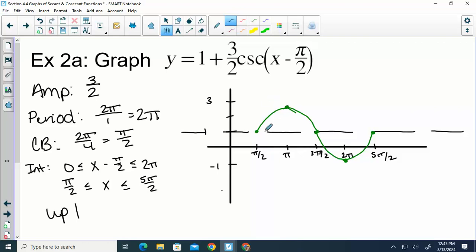Okay. So anywhere this is 0, we get a vertical asymptote. The 0 in this case is our center line. So we have vertical asymptotes here, here, and here. High and low points stay, and then we turn our graph away from the axis. So we have this.